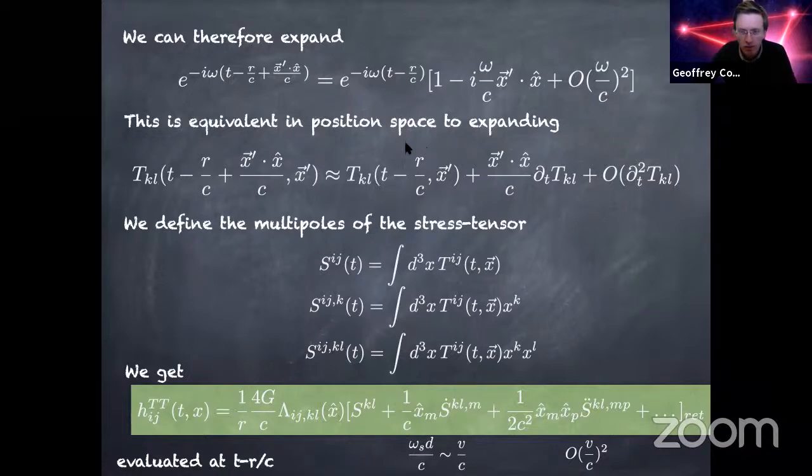Okay, and all this is evaluated at retarded time. Because the leading order here, you see, is evaluated at retarded time. They're all evaluated at retarded time, so retarded time t minus r over c. So this is why there is this retarded here. Okay, so that's the result.